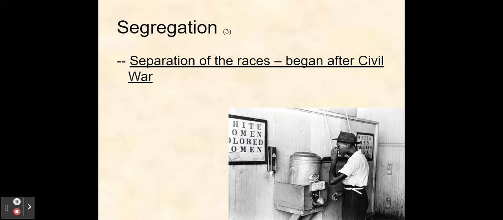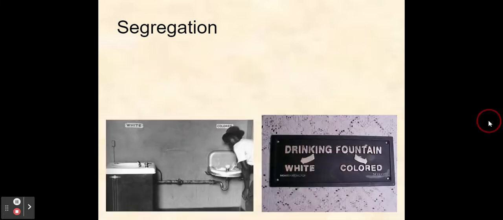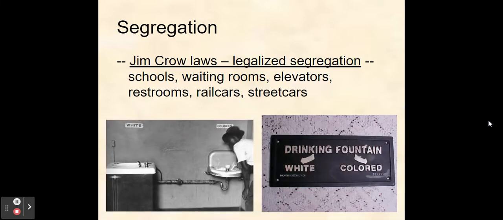And like I said, that began after the Civil War, during Reconstruction, after Reconstruction. We will often use the term segregation and discrimination interchangeably. Segregation is a form of discrimination, but segregation refers to separation. So when we're talking about separation of the races, we're talking about segregation. How do we get segregation? Well, in the South, there were the Jim Crow laws, okay?